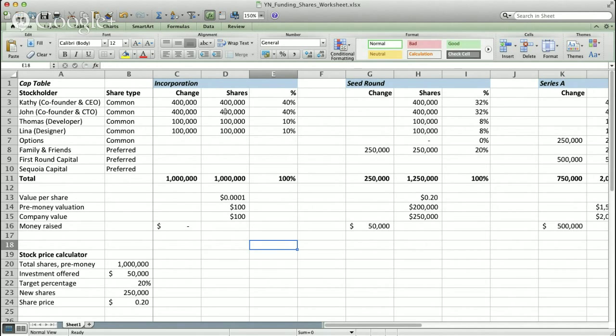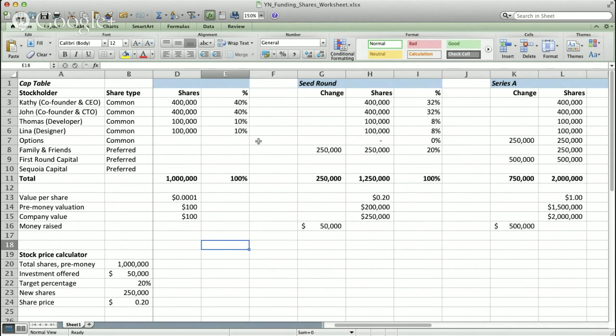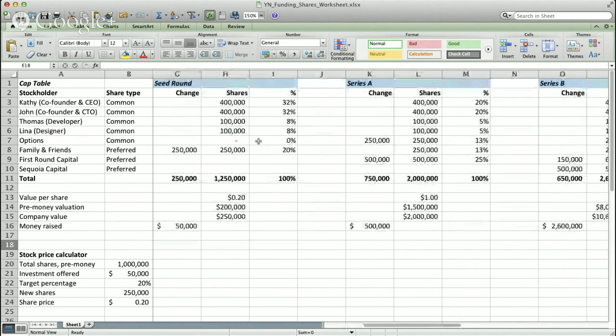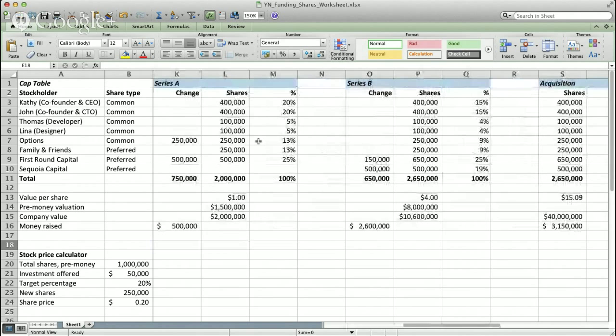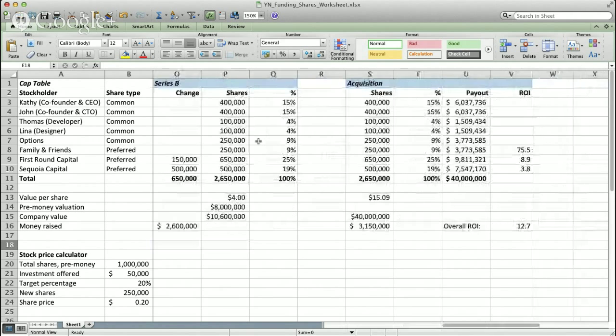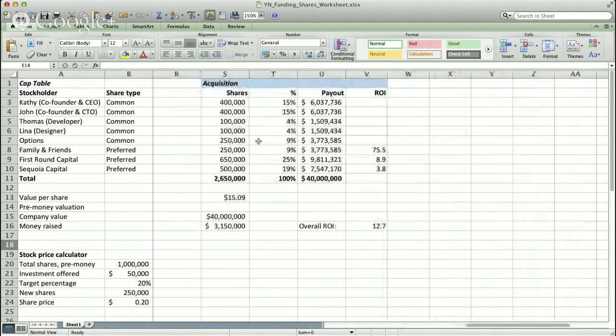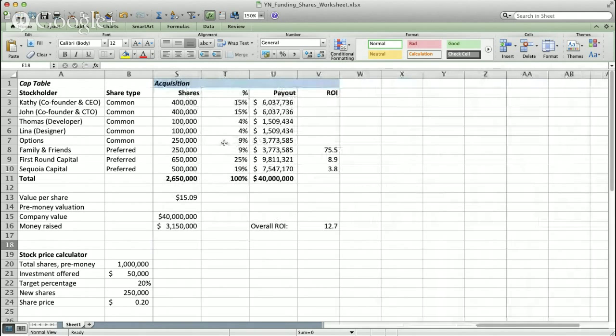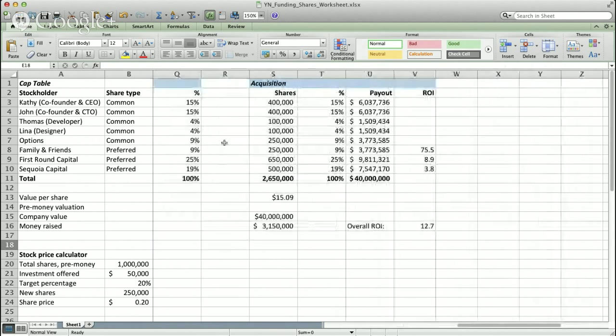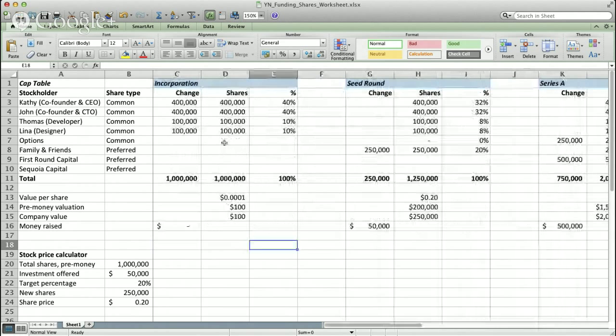And the blue sections you see on top are really different stages of the company where different levels of funding are raised. So you will see I can scroll from the incorporation stage across to seed round, across to Series A fundraising, a Series B round, and then finally in this example, I modeled out an acquisition by a big company and how the return on investment and the payout is for the founders as well as all the other stockholders. So that's what we're going to go through in the next 15-20 minutes.